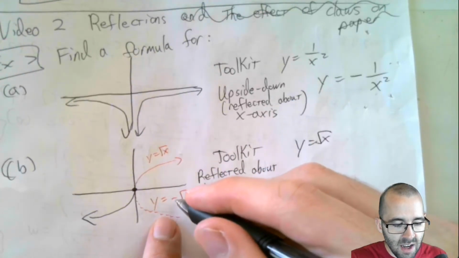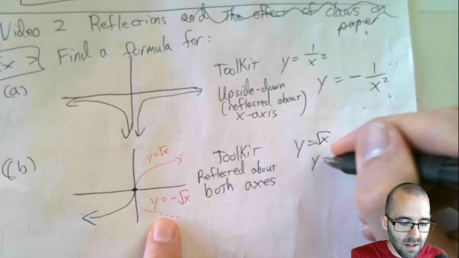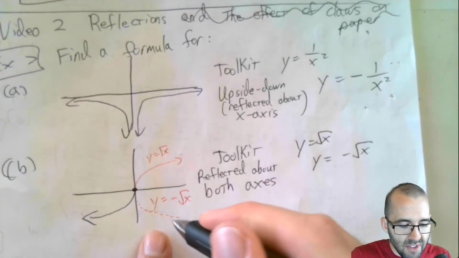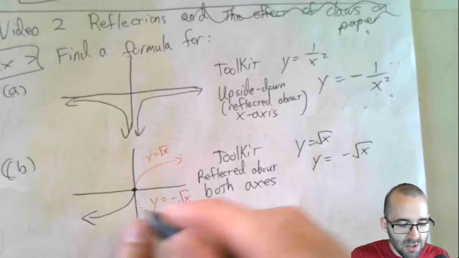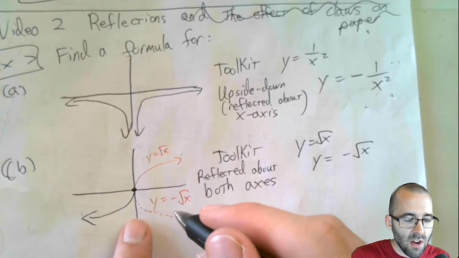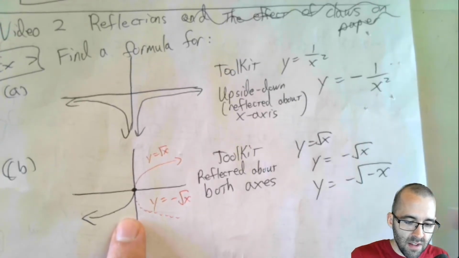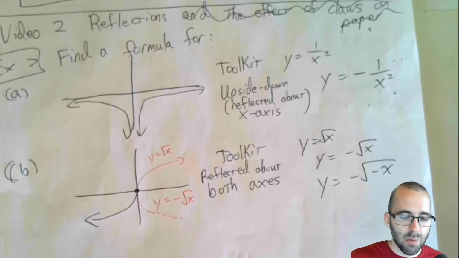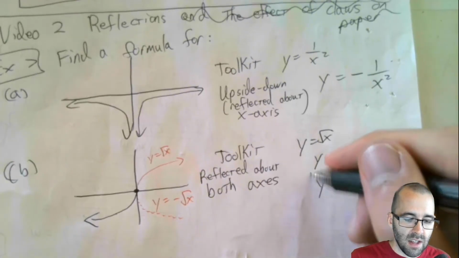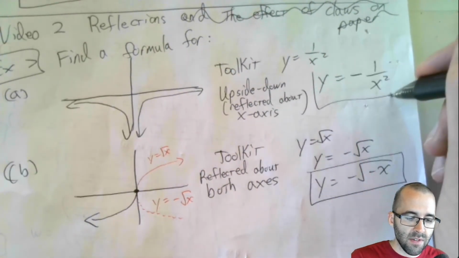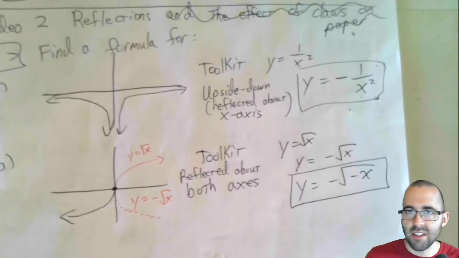So upside down is a negative on the outside. And then after it got flipped upside down, it also got flipped left to right. Horizontal change, that's going to be a negative on the inside. There's actually a negative in both places. This is our answer. And don't get grumpy with me when you see this answer.